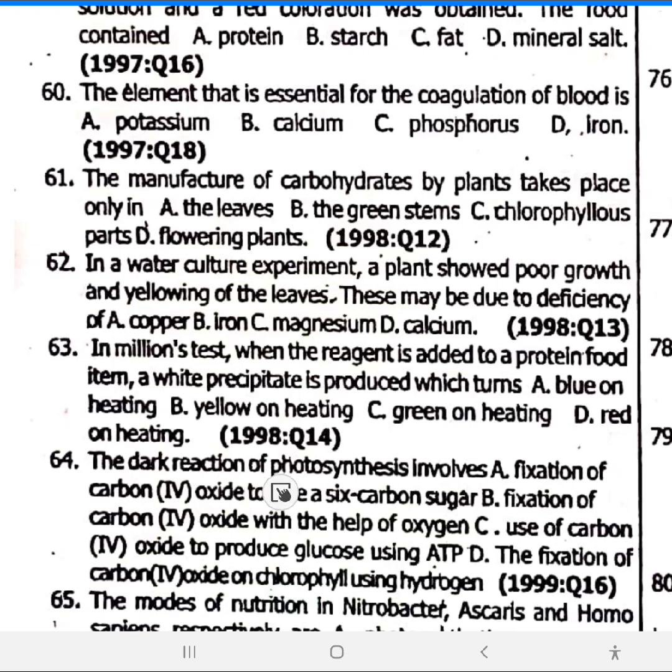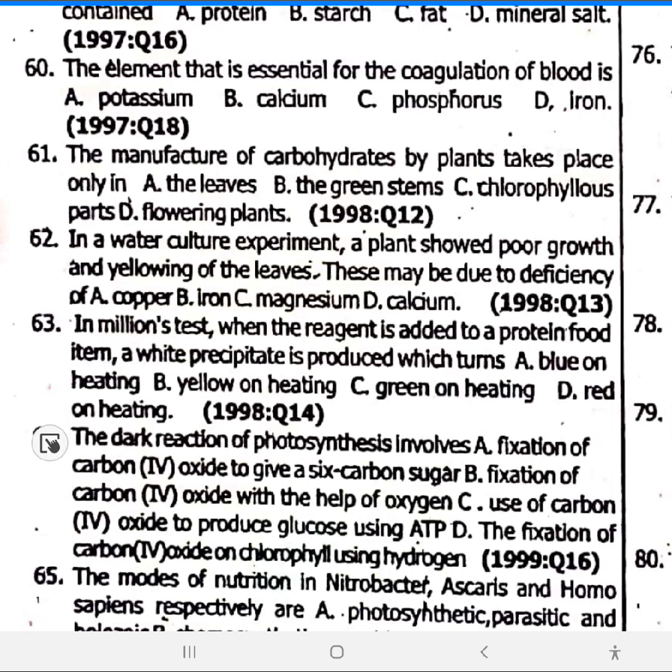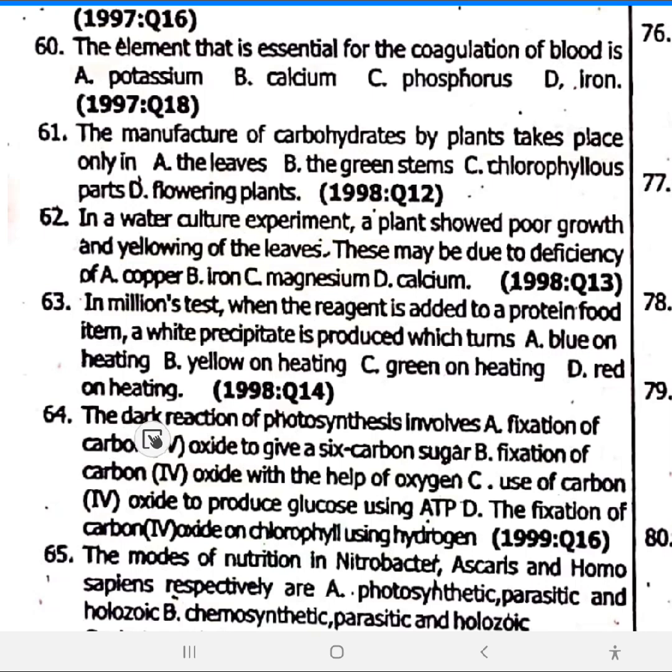The dark reaction of photosynthesis involves reduction of carbon dioxide. Remember, I said this already just now, that they used to ask about the dark reaction. So, reduction of carbon dioxide by NADP. 64. Let's see. Fixation of carbon dioxide on chlorophyll using hydrogen. Option D. 64 is option D.